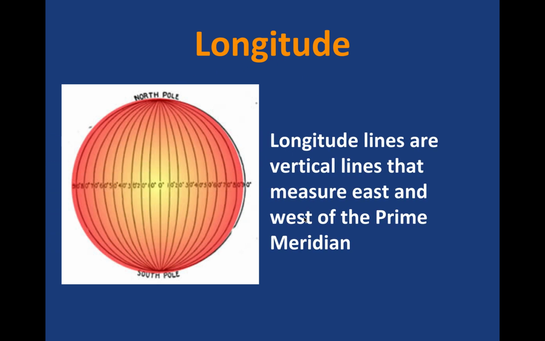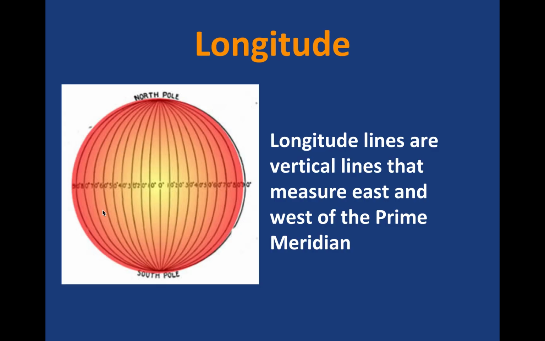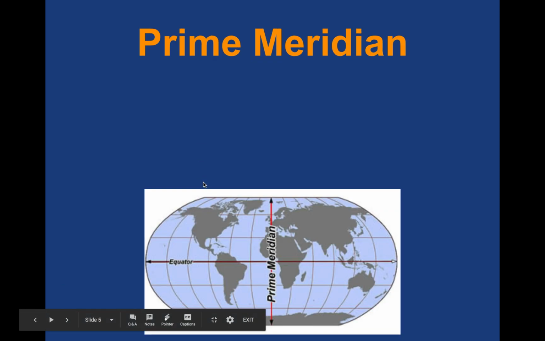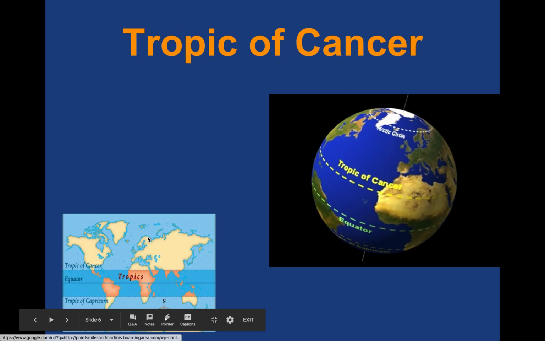They measure east and west of the prime meridian. So it tells me if I'm over here that I'm 80 degrees east of the prime meridian. If I'm over here, I'm 70 degrees west of the prime meridian. So no matter where I am, it's east and west. The prime meridian is our starting line for longitude. It goes from the North Pole to the South Pole at 0 degrees longitude. This is where we started measuring our east and our west.